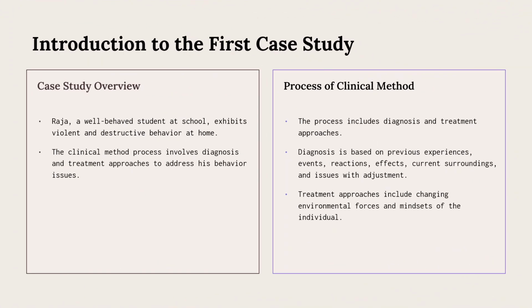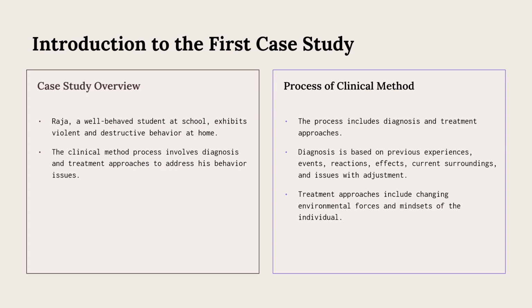My first case study, I'll be talking about Raja. Have you ever met someone who seems to be two completely different people? Today we'll be diving into the baffling case of Raja. At school, Raja's an angel, polite, helpful, teacher's pet. But at home, he is a demon, violent, destructive, and a constant source of stress. His family is desperate for answers for his behavior.